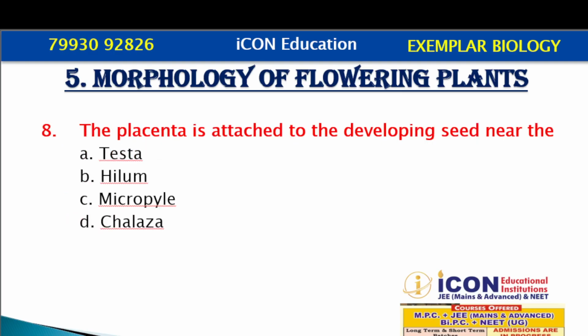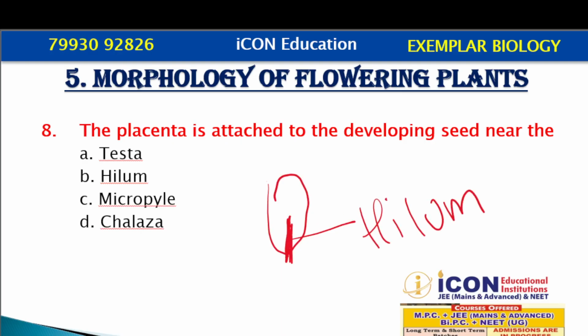Question number 8. The placenta is attached to the developing seed near the. So we know that on the seed there is a scar. This scar is known as hilum. This scar represents the region from where the seed is attached with the fruit. So the placenta is attached to the developing seed near the hilum. Near the hilum.